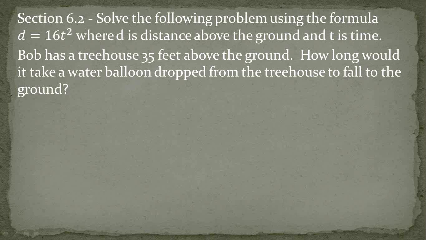Here we have a word problem, still in Chapter 6, so it's still going to be a quadratic. It says solve the following problem using the formula d equals 16t squared. So it just straight up says use this formula. Now don't let the word problems intimidate you. The words are usually there just to tell you what these two variables stand for.